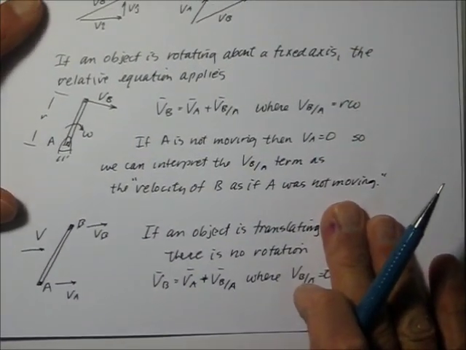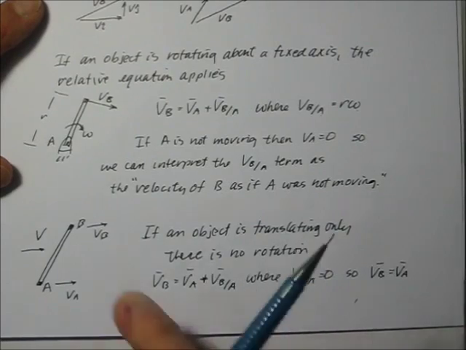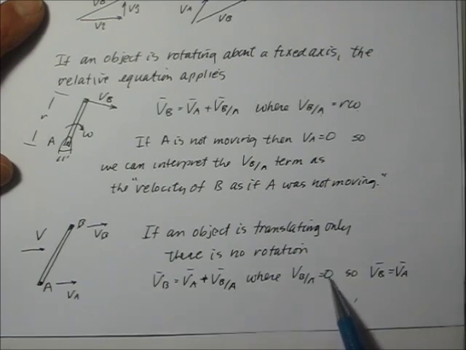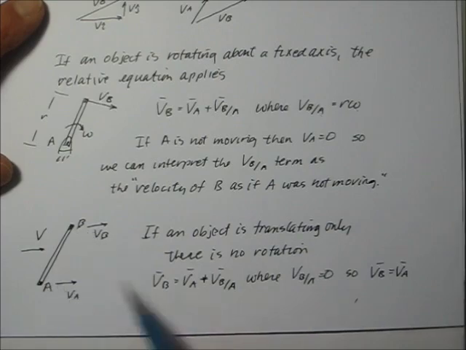If an object is translating, however, there is no rotation. So let's say that this object is moving in that direction, but the relative equation still applies. We're just going to say that the velocity of B is equal to the velocity of A plus the velocity of B with respect to A, where V of B with respect to A is 0. In other words, it's not moving relative to A, so V of B is equal to V of A.